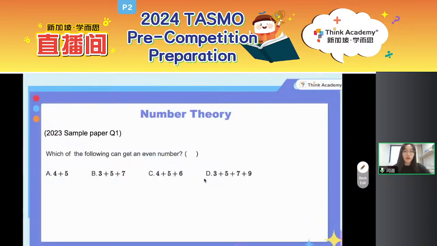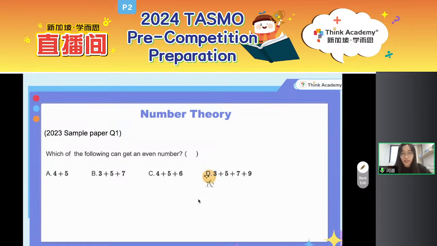Which of the following can get an even number? So actually, this question is from the number theory module. So here, what is the answer? A, B, C, or D? Okay, so you can see that for such a question, the most important thing is you need to know how can we get an even number, right?